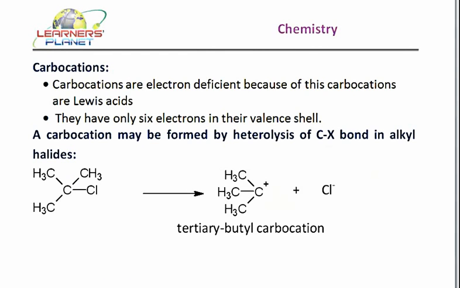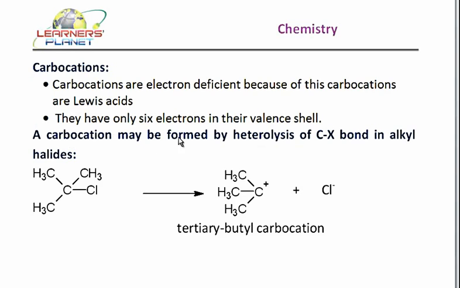Carbocations are electron deficient. Because of this, carbocations are Lewis acids. Now, a group of atoms with a positively charged carbon atom having 6 electrons in the valence shell after sharing is called a carbocation. Right? That is a carbon atom having 6 electrons in its valence shell after sharing. Now, how can this be formed?